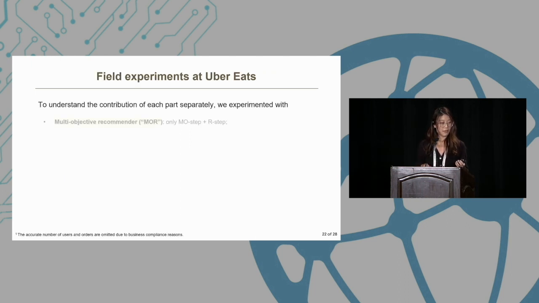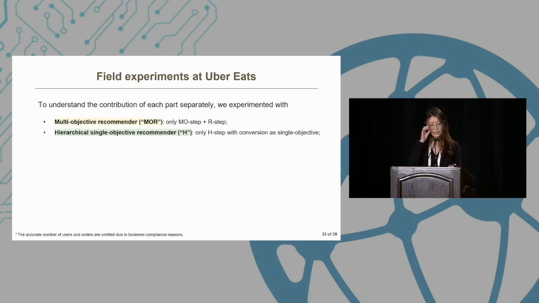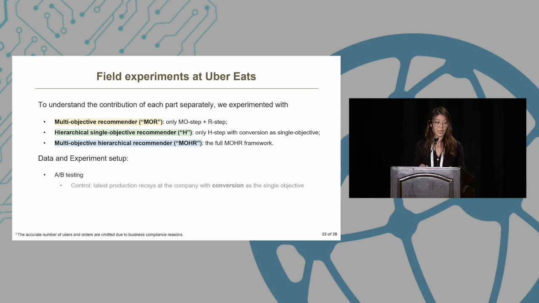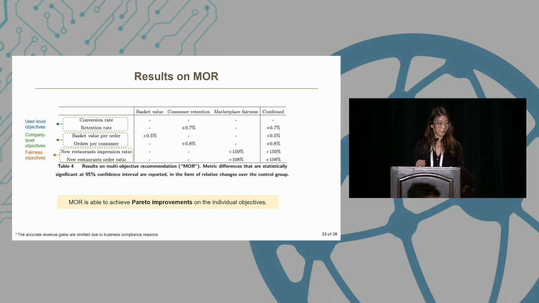And then for the live experiments, recall that we have three separate components. In order to understand the contribution of each of them, we designed the following treatment groups, including a multi-objective recommender, which is only the first and the third step, and then a hierarchical single objective recommender, which is only the second step, and then putting everything together. The experiments are run as online A/B testing on Uber Eats on about 2% of global traffic.